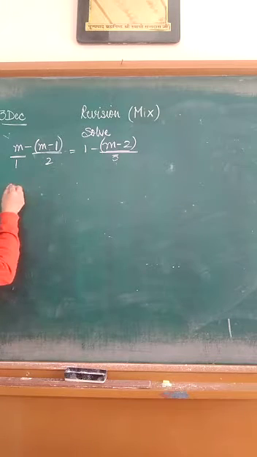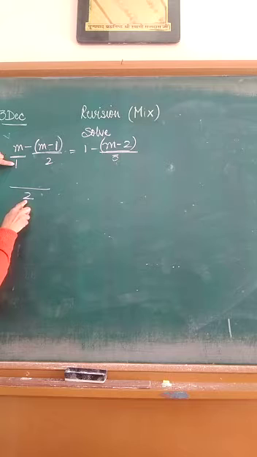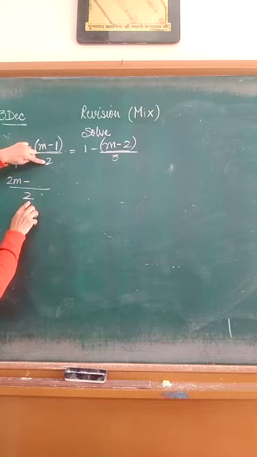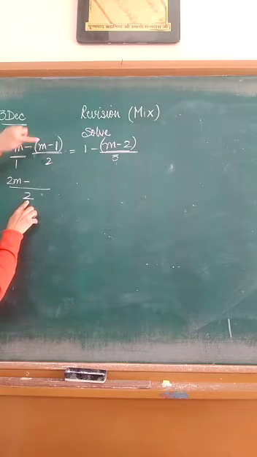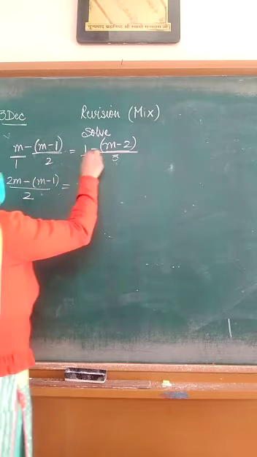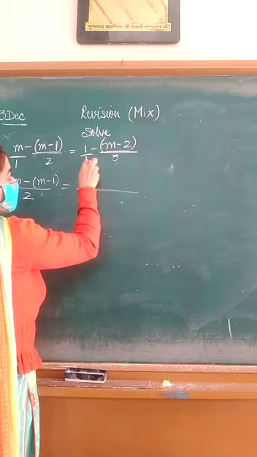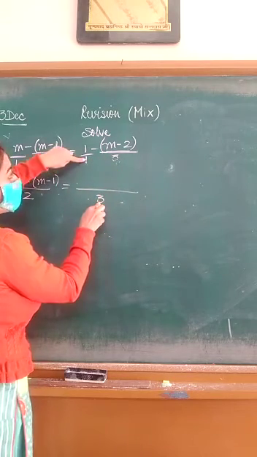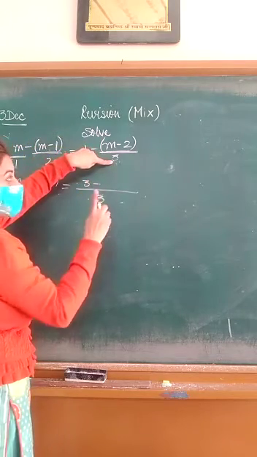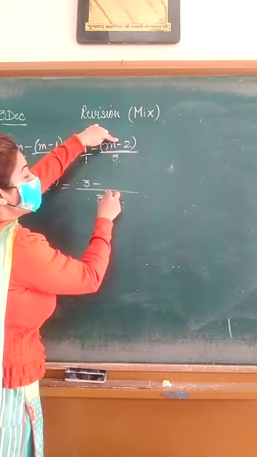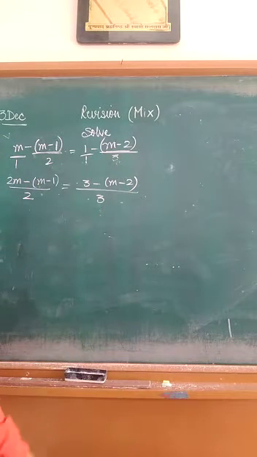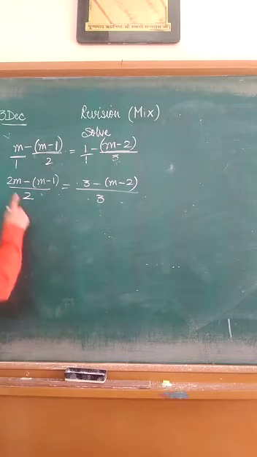Take LCM of 1 and 2, that will give you 2. 2 will be divided by 1, that will give you 2, and 2 will be multiplied in the numerator, that is 2m. 2 and 2, when you divide this, you will get 1. 1 will be multiplied with this, so this will be the same. In the same manner, 1 upon 1. So the LCM of 1 and 3 is 3. 3 will be divided by 1, that will give you 3. 3 ones are 3. 3 divided by 3 is 1. 1 will be multiplied with this number. So this will be the same inside the bracket, because when you multiply any number with 1, there will be no change. Same number you will get as the answer.